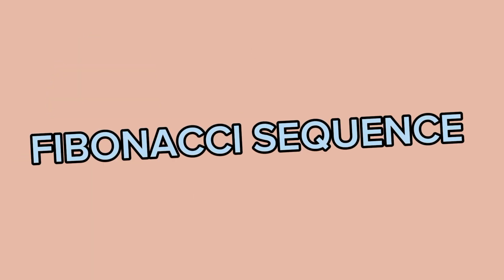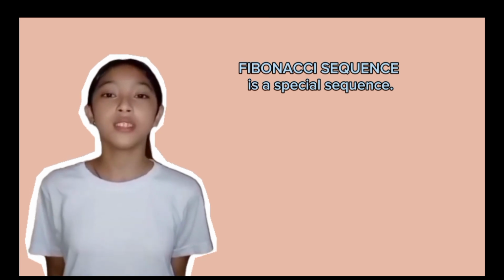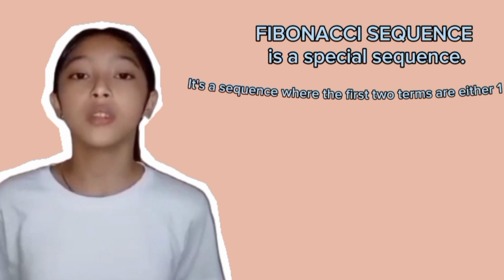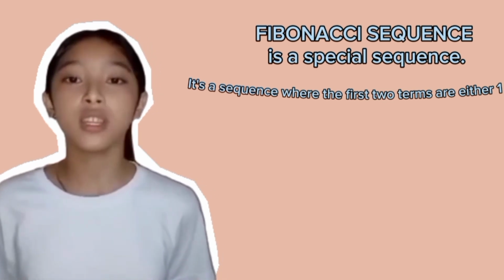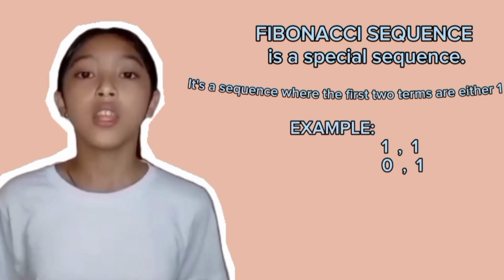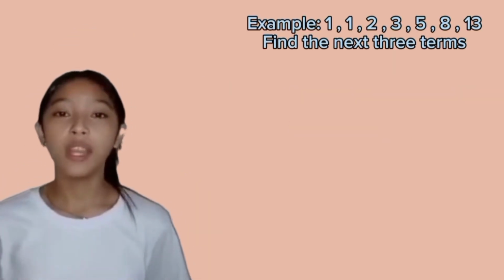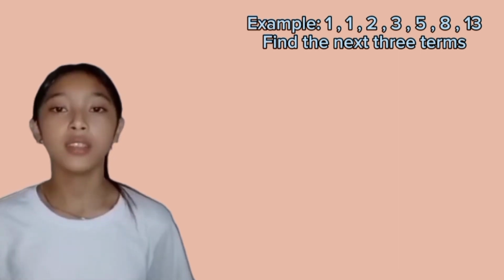The last sequence is the Fibonacci sequence. Fibonacci sequence is a special sequence kung saan unang dalawang term ay alinman sa parehong 1 o 0 at 1. Example, 1, 1 at 0, 1. Ito ay laging mauuna sa Fibonacci. Example, 1, 1, 2, 3, 5, 8, 13. Find the next term.